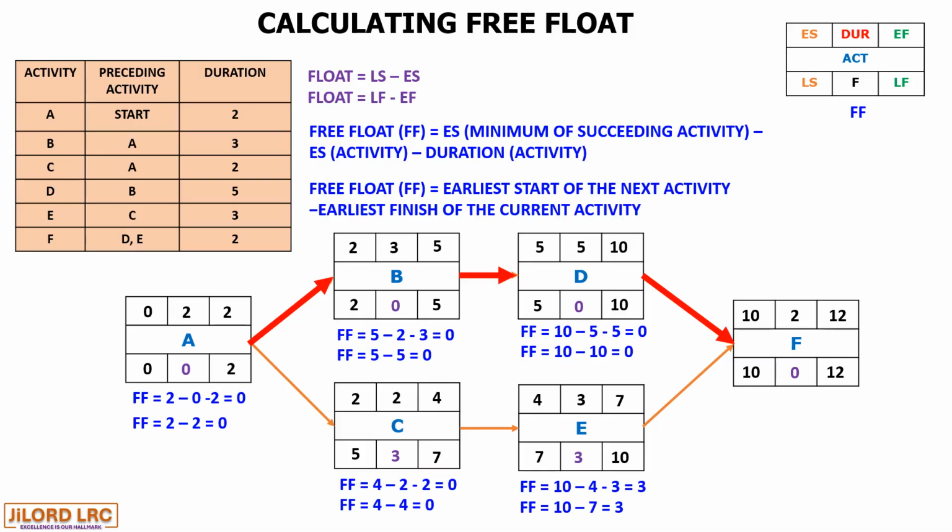Now, for the last activity, which is F, it should be noted that the free float is less than or equal to the total float. Activity F doesn't have any succeeding activity. So the free float on that activity will be equal to the total float of that activity. So this is our result, and this is how our floats, the free floats and the total floats are calculated.